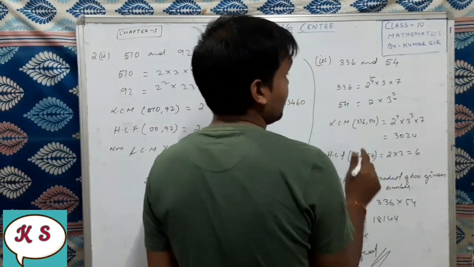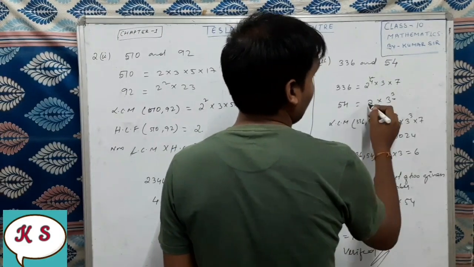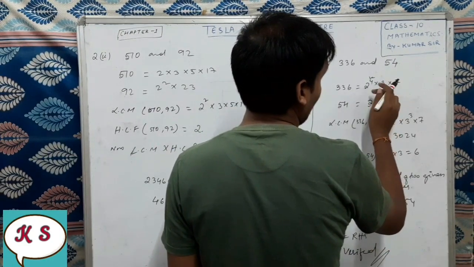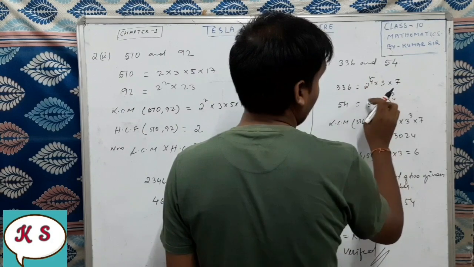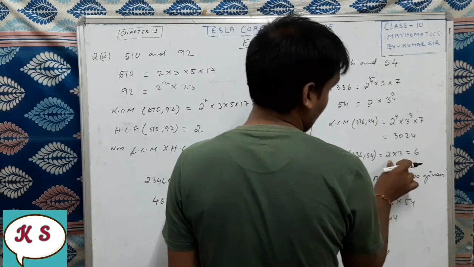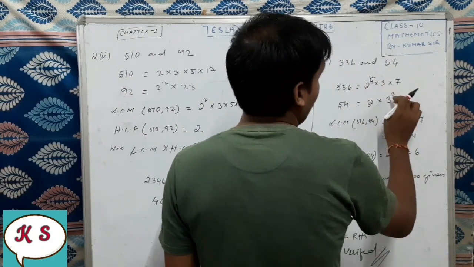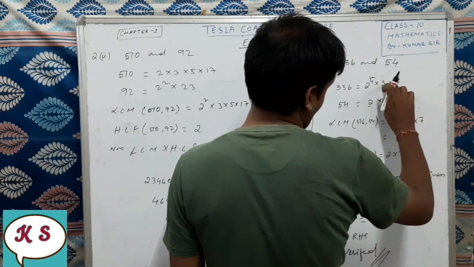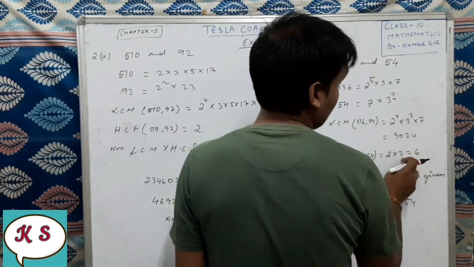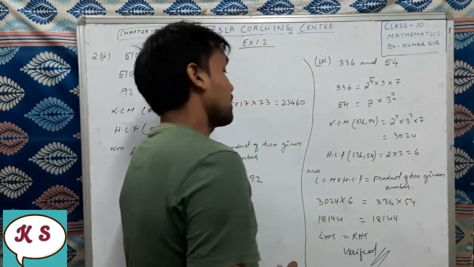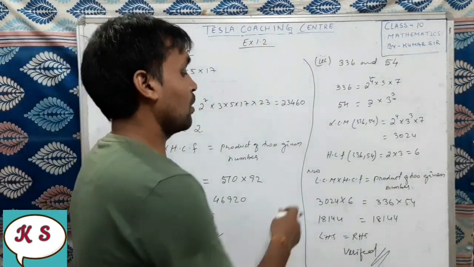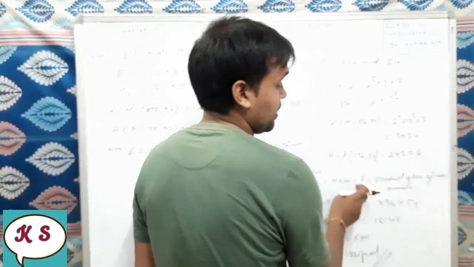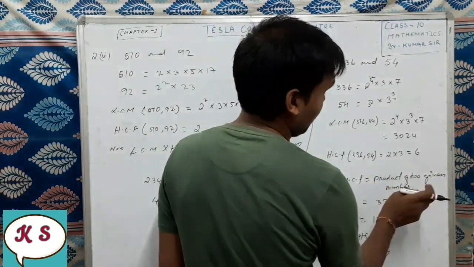Now HCF, I told you, only the common one. Here only one 2 is there, here 2 to the power 4 is there. So only one 2 from here and one 2 from here, we will take it common. So 2 into 3, and here also only one 3 is there, but we will take only 1 because 1 is common. So 3. So 2 into 3 is how much? 6.